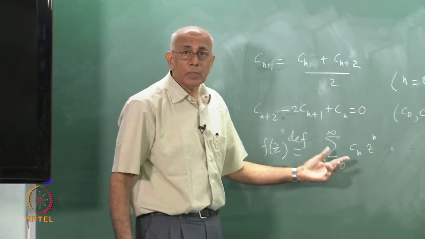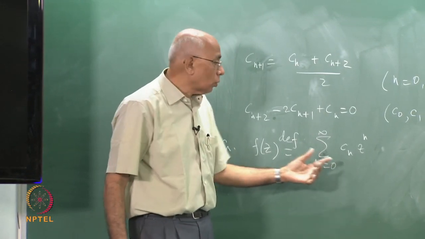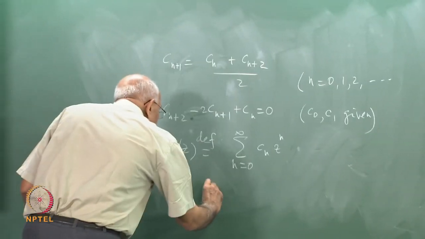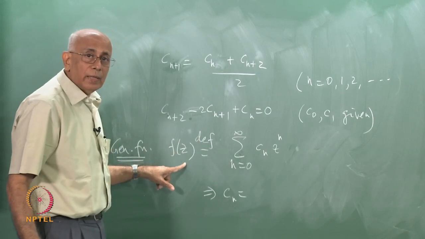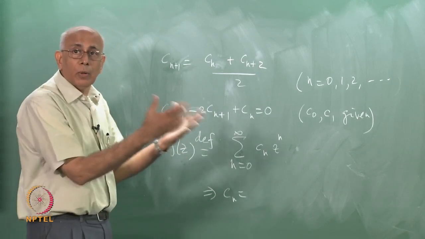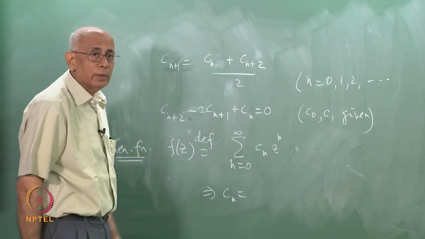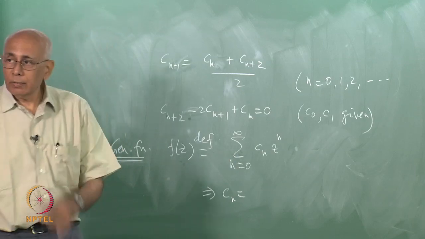But this is a representation of an analytic function, it is a Taylor series here. So what does it imply for Cn? It says Cn is equal to the coefficient of z to the power n in the expansion of f of z, okay. It is a Taylor series. So you could write it in several ways.